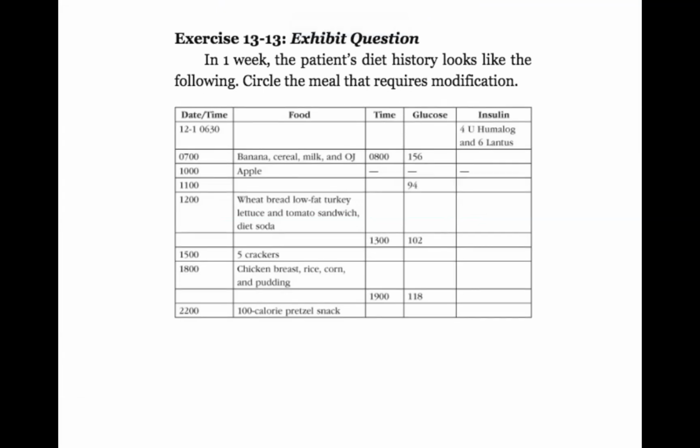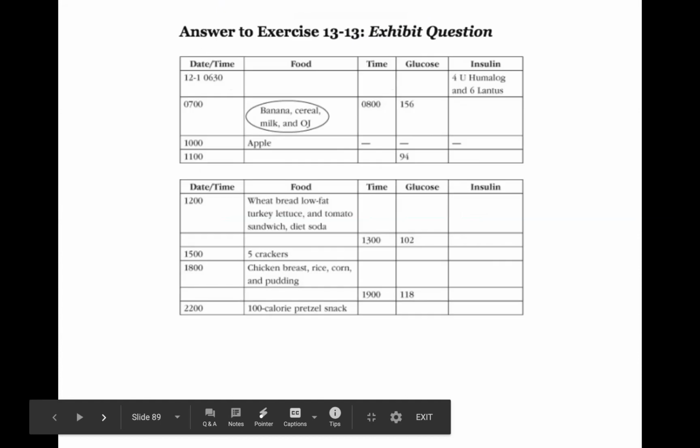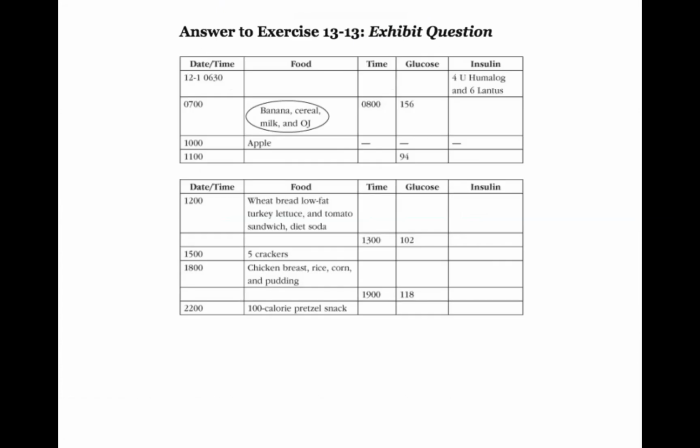The patient's diet history looks like the following. Circle the meal that requires modification. So take a look, pause, take a look at all those meals, and then I'm going to share the answer with you. So hopefully you circled banana, cereal, milk, and orange juice, which are all carbohydrates.